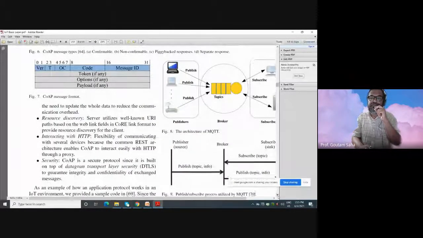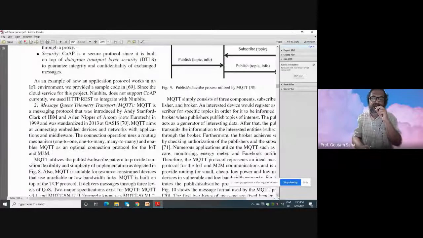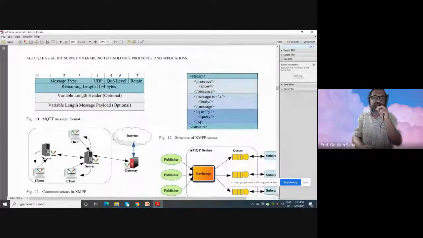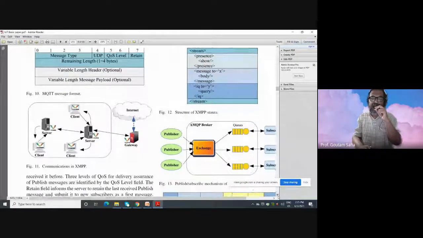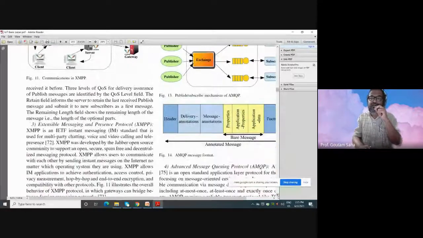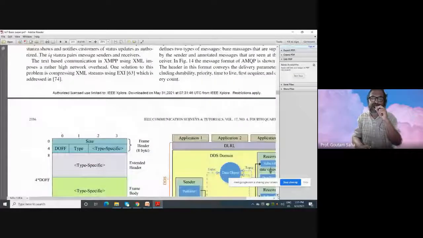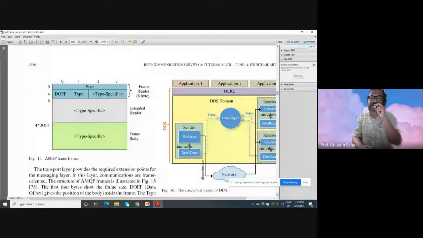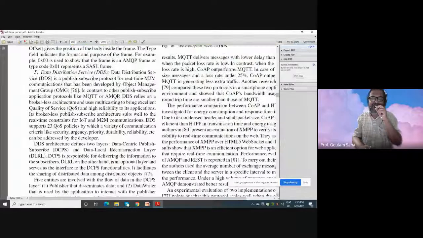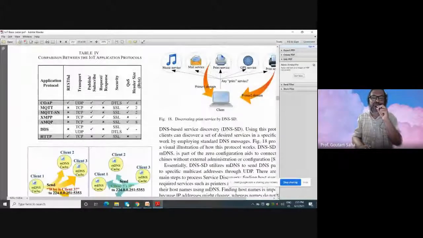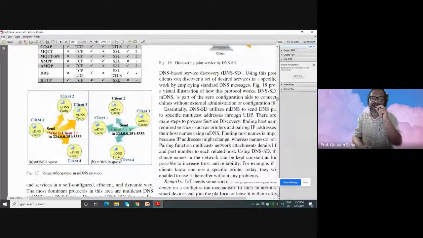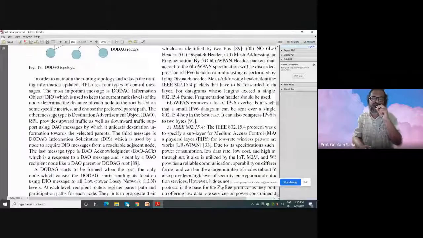Next, you see, these are all application layer things, how they are working. You have to read and understand this, because in this 2 hours lecture, it is not possible to discuss everything. I'm just showing you so that you can read it, explore it, and use it for your own purpose.